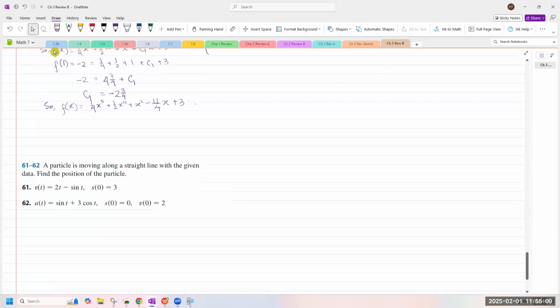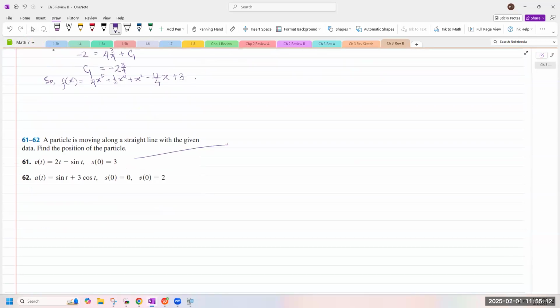Let's go on. I think these two are the last ones. The same thing, right? A particle is moving along a straight line with the given data. Find the position function. The position function of a particle is the antiderivative of the velocity function. Now because s(0) equals 3, plus constant. So this is 1 plus c, so consequently c equals 2. So the position function is t squared plus cosine t plus 2.